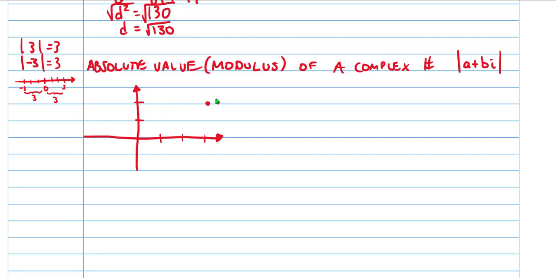Let's do this point here, which is 3 plus 2i, right? 3 on the real, 2 on the imaginary. So 3 plus 2i. Let's say we were being asked for the absolute value of 3 plus 2i. Well, instead of the real number line where we find distance from 0, we're finding the distance of 3 plus 2i, our complex number. We're finding the distance from that number to the origin. The origin is 0 plus 0i.